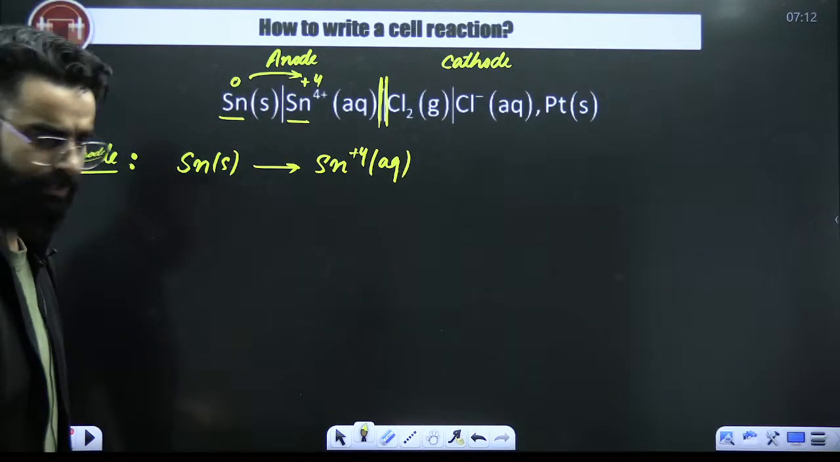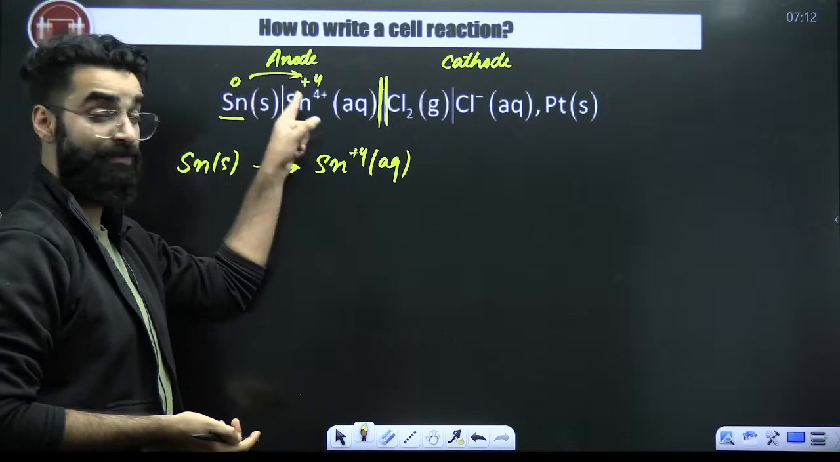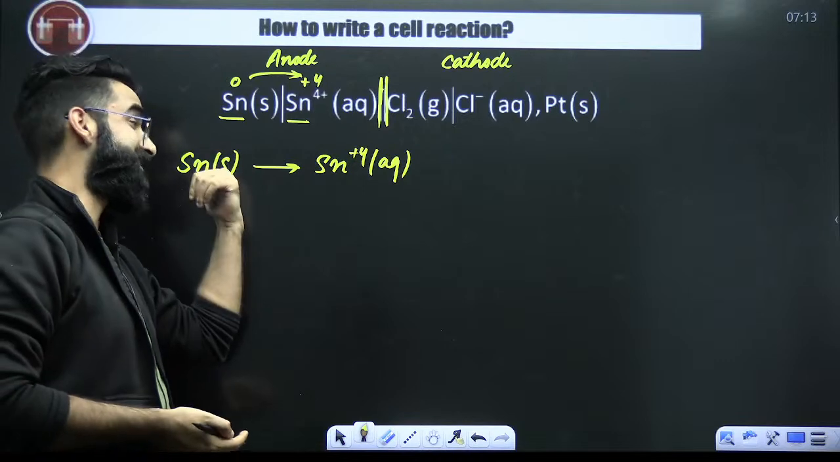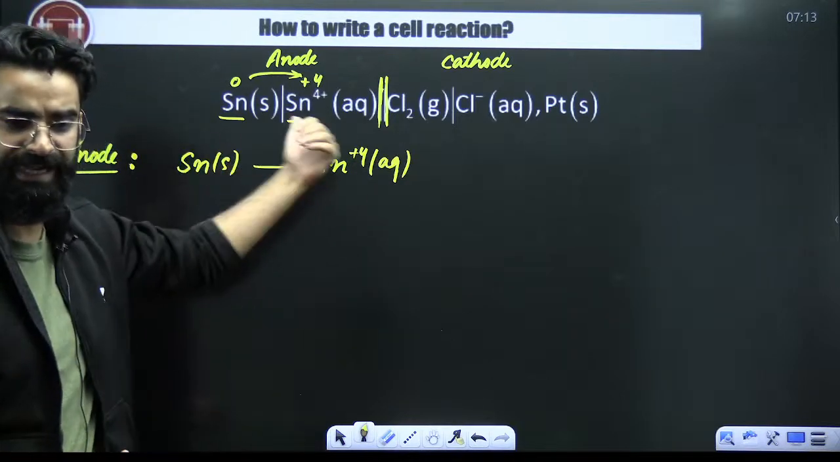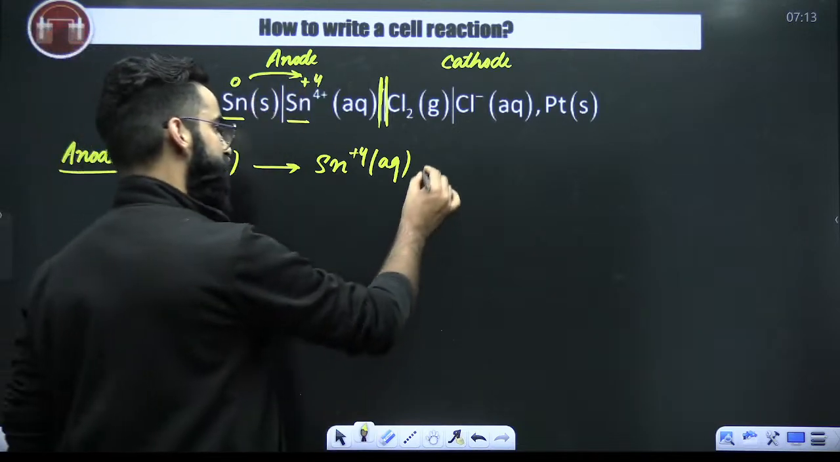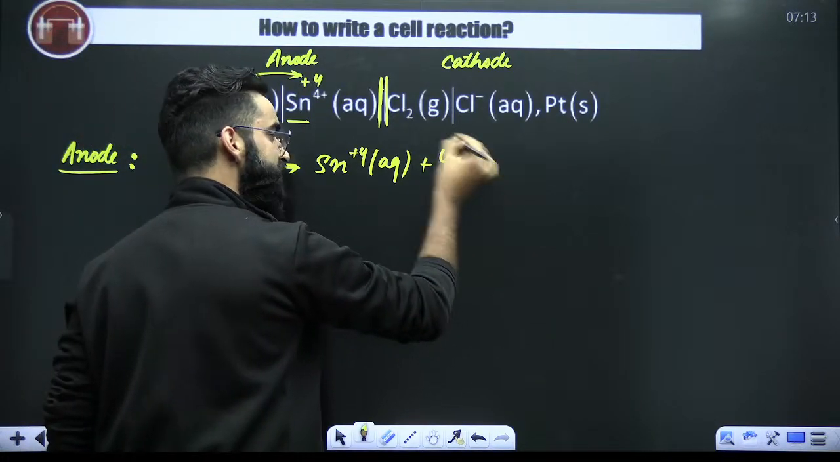Now it's evident when Sn gets converted into Sn plus 4, increase in the oxidation state means oxidation, which means loss of electrons. So Sn has to lose certain electrons, then only it will get converted into Sn plus 4. Now how many electrons? Final minus initial, the value is 4. So I would say it will be losing 4 electrons.